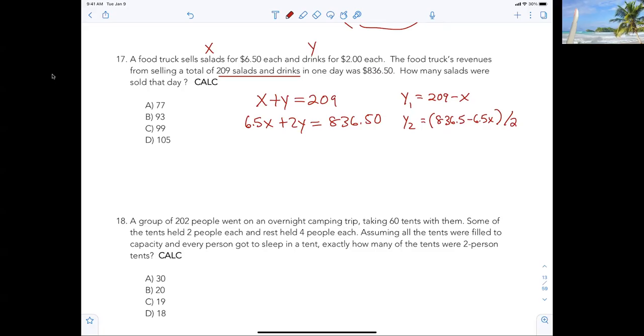209 minus x, and 836 minus 6.5x divided by 6. It's divided by, that's fine. So does everybody see? Once you have that, does everybody have the intersection? Graph it on your calculator. And now what I want you to do is calculate the point of intersection.